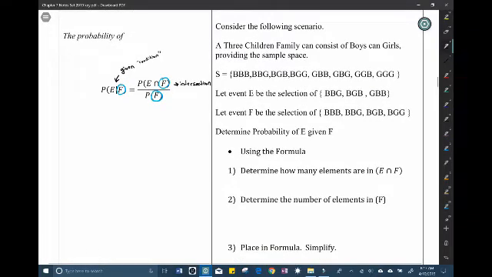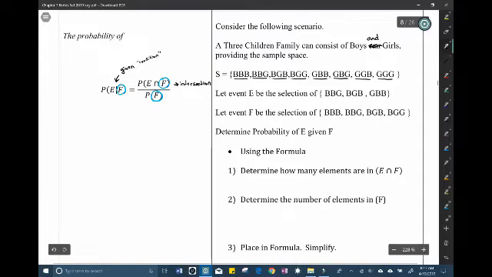Consider the following scenario: 3 children in a family can consist of boys and girls, providing the sample space. If you have 3 kids in the family, you could have all 3 being boys. You can have 2 boys and a girl. You can have a boy, then a girl, and then a boy. You can have a boy, girl, girl; a girl, boy, boy; a girl, boy, girl; a girl, girl, boy; or a girl, girl, girl.